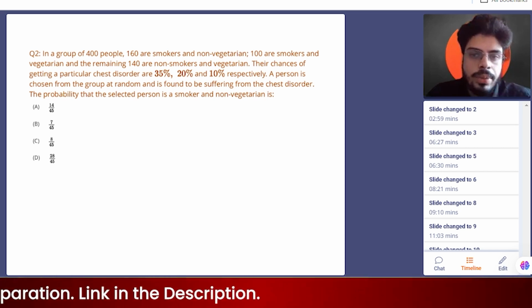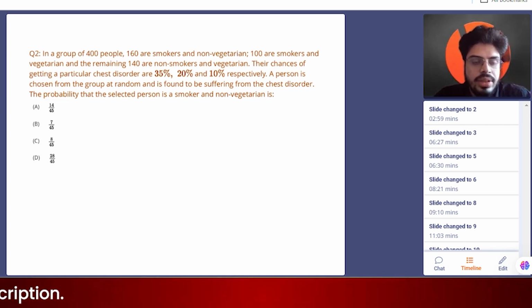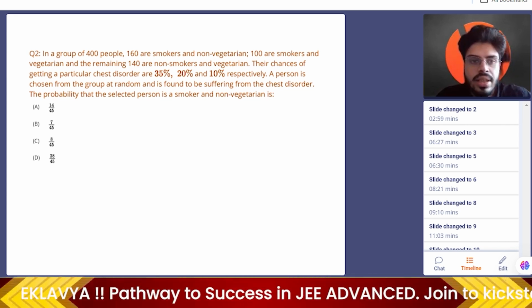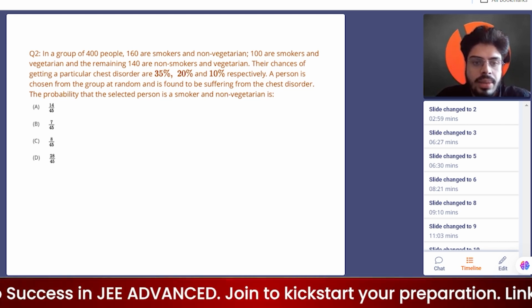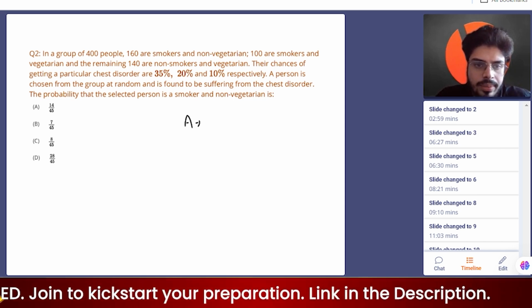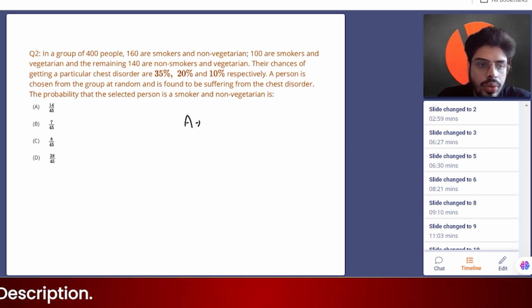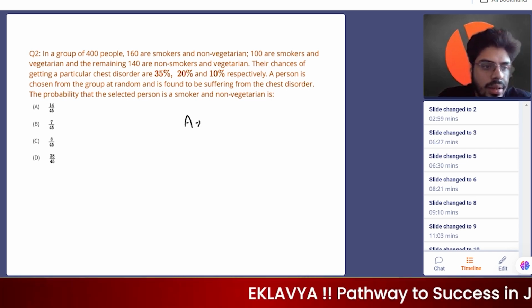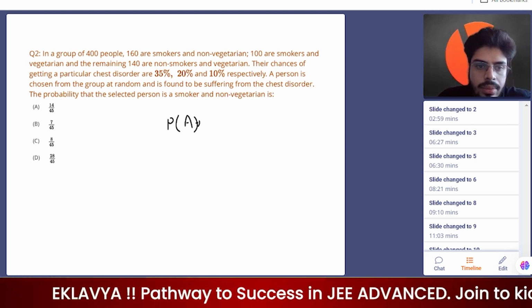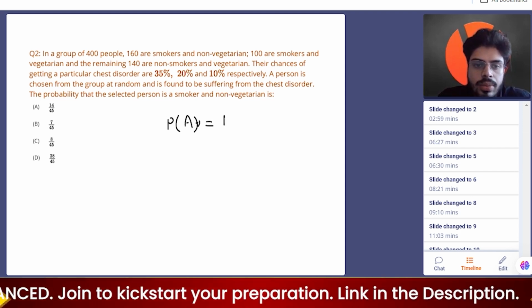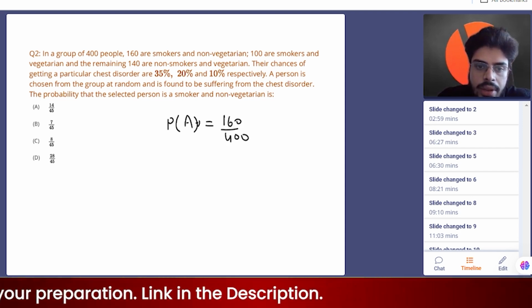In a large group of 400 people, 160 are smokers and non-vegetarian. Again, you can also take this as 3 events. So name the event first. A is the event when they are smokers and non-vegetarian. So I can write PA, the person is a non-vegetarian and a smoker. So PA will be 160 by 400.